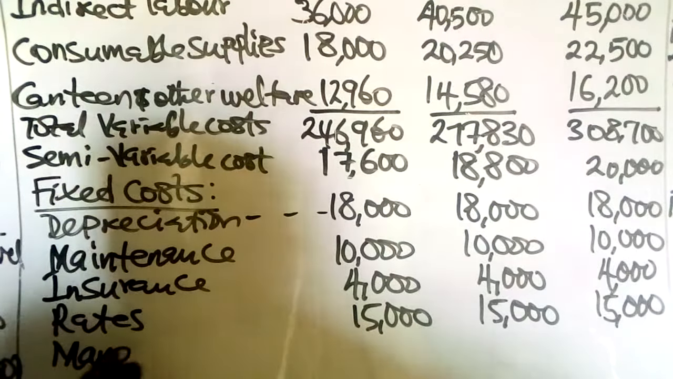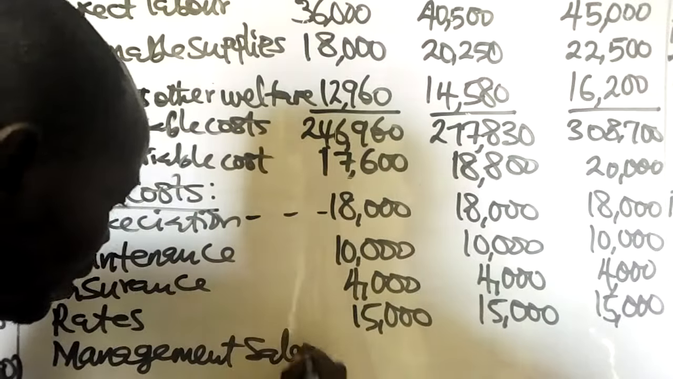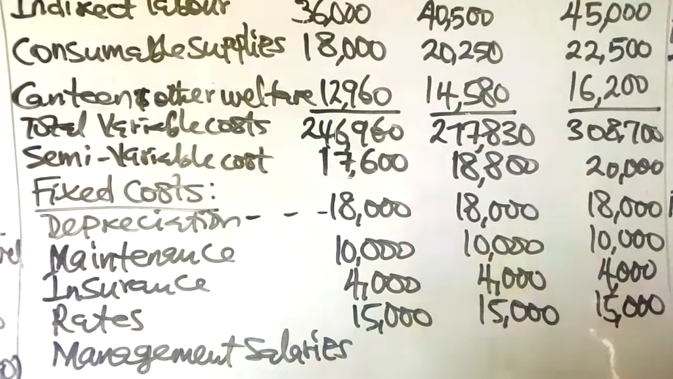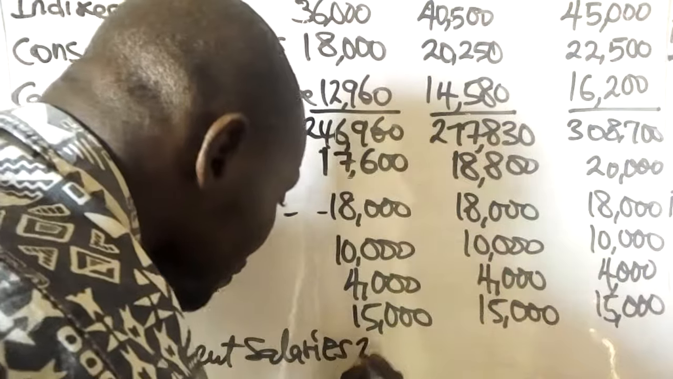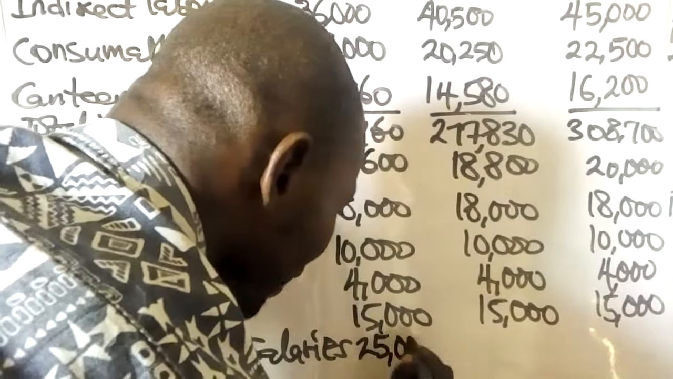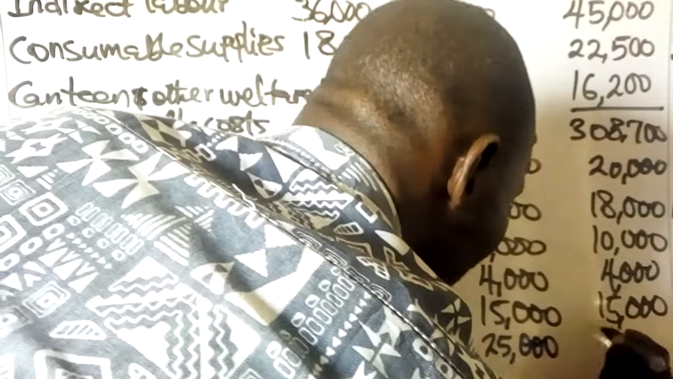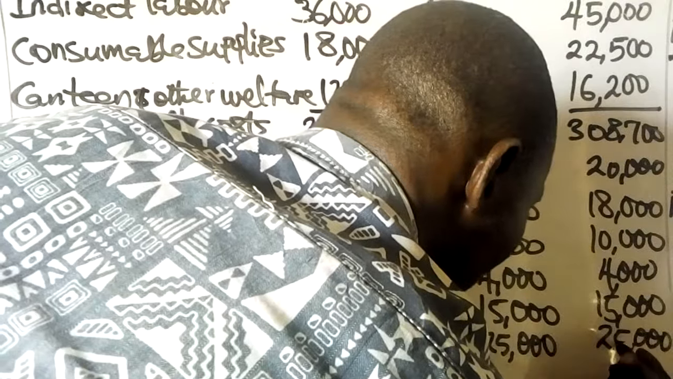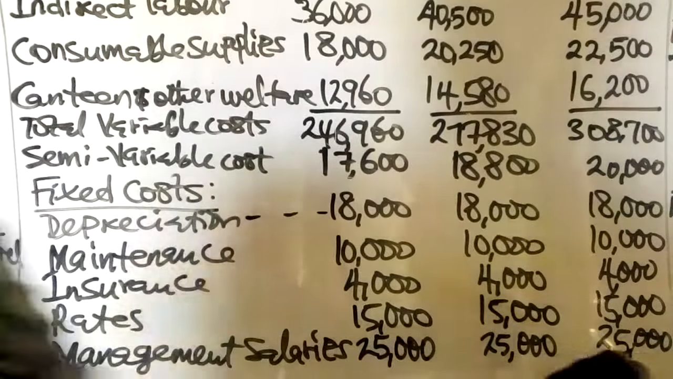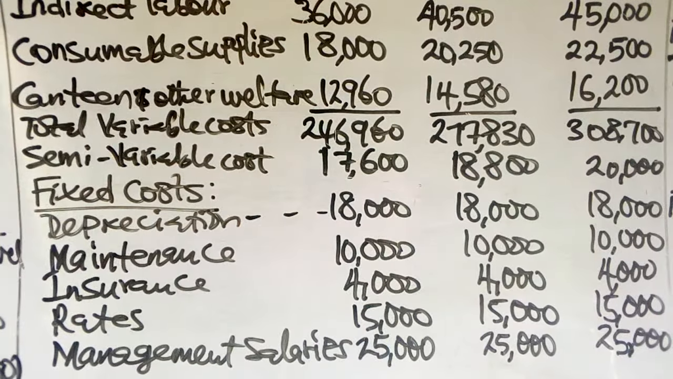Then we also have management salaries. Management salaries amounted to 25,000. Because they are fixed costs. Fixed costs must remain unchanged, irrespective of the level of activity.